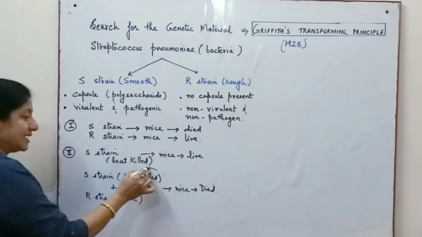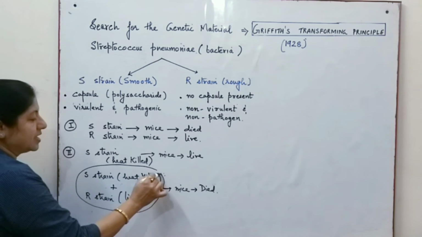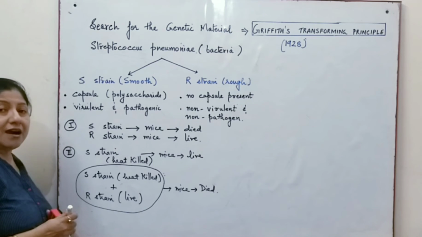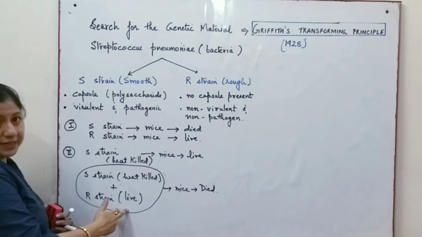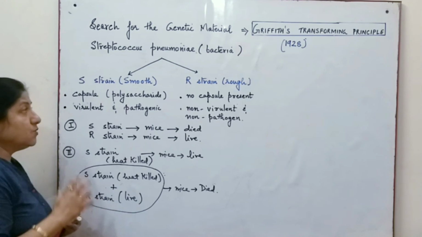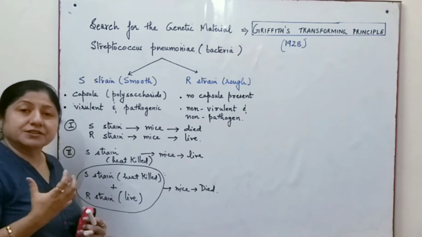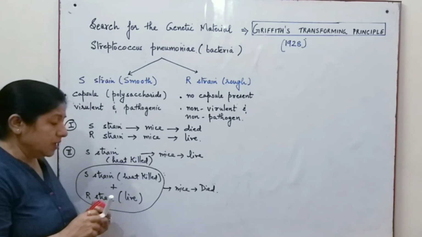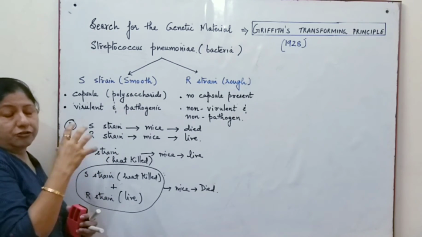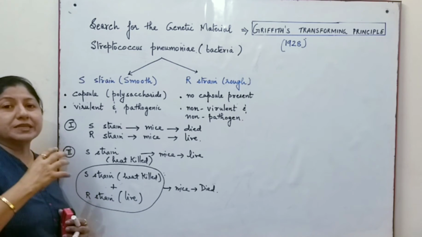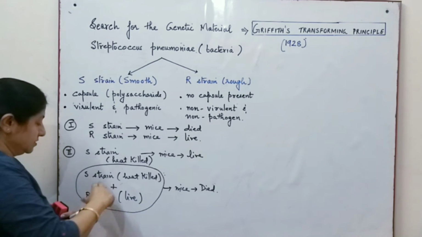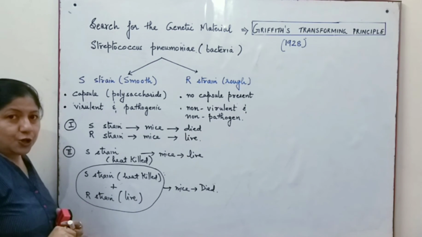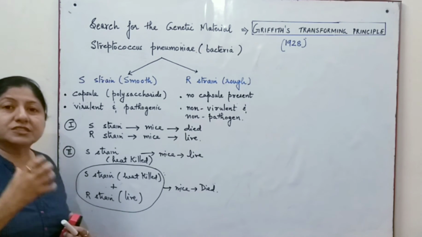This means that there is some factor in the S strain that had caused a transformation in the living R strain, and as a result the R strain was transformed into the virulent type, although it was non-virulent. He was not able to understand the nature of this transforming material. Although he was able to justify that there is some transforming substance that changed the R strain from non-virulent and non-pathogenic to virulent and pathogenic, he was not able to give the conclusive biochemical nature of this transforming substance.